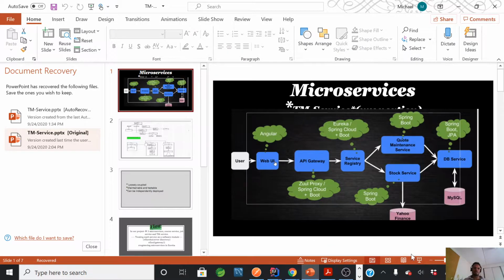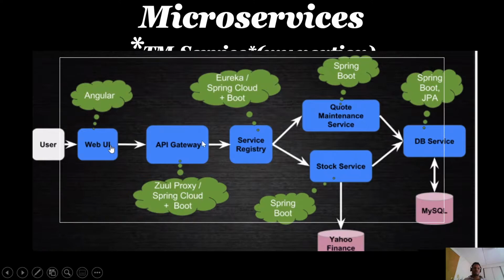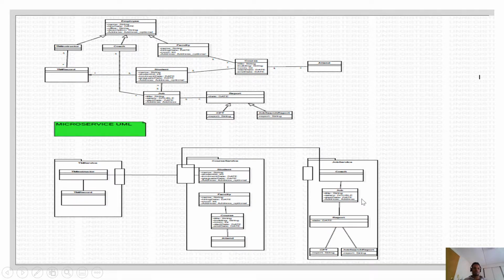First of all, let me go over how microservices work. This is the user interface, and this is the user interface. We have the API gateway. This is the Zuul proxy, which helps us with dynamic routing. This is our Eureka, in which all our microservices are registered. We have 3 microservices in our project, and they are connected to the database.